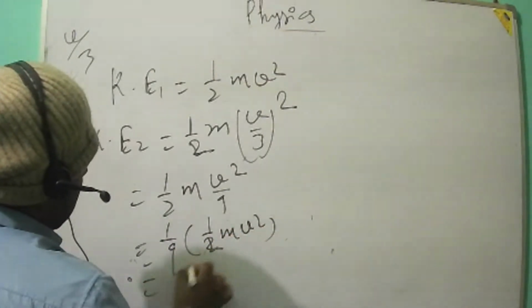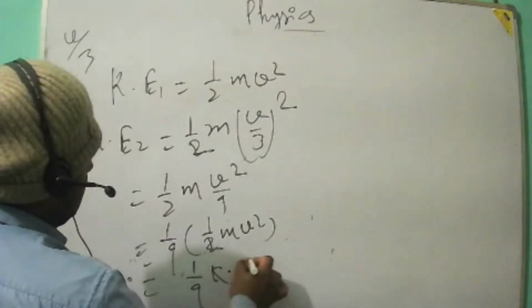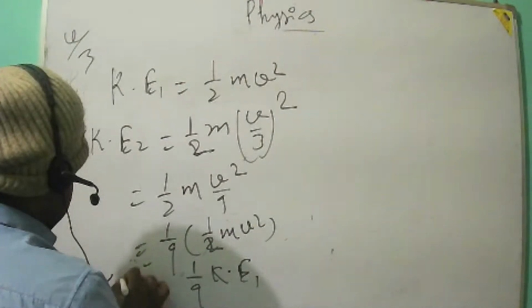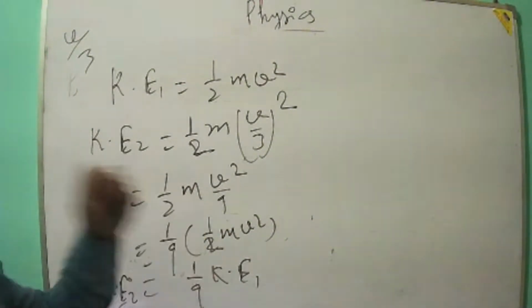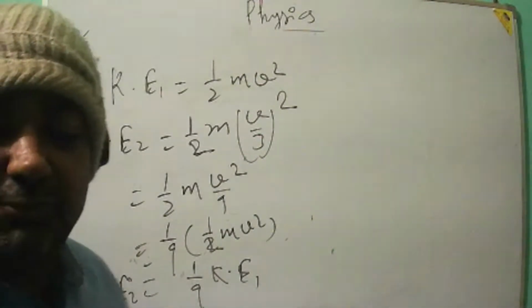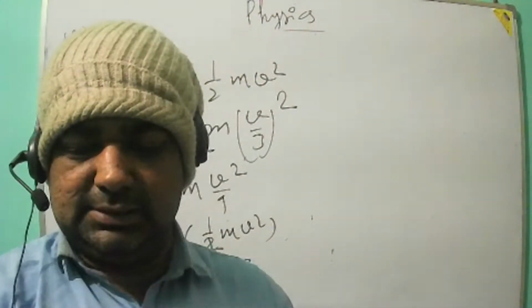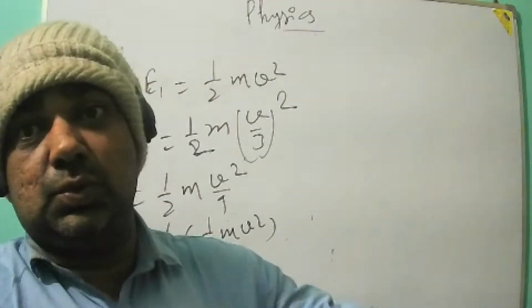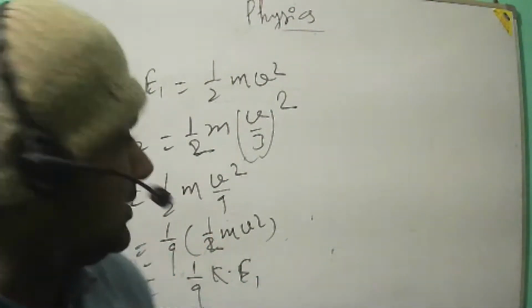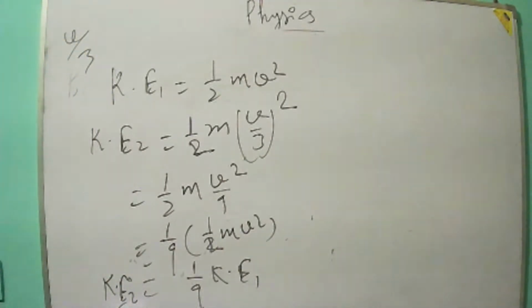So what is this 1 by 2 m v square? That is KE1. So you can write in this condition that kinetic energy will become 1 by 9th time of initial if we make velocity v by 3. So these are certain questions which come. You cannot get direct questions in your board examination. We'll go for the next concept.